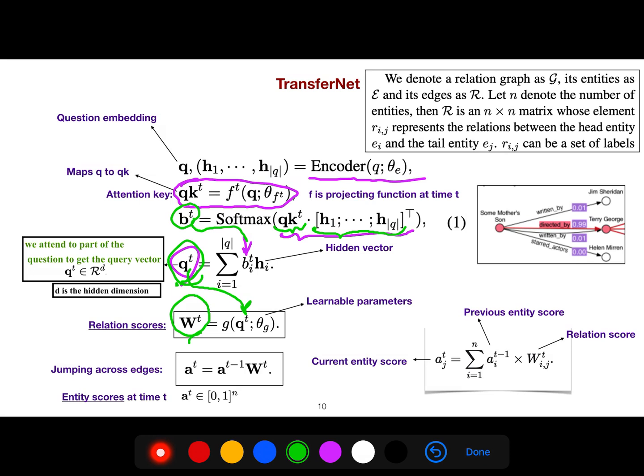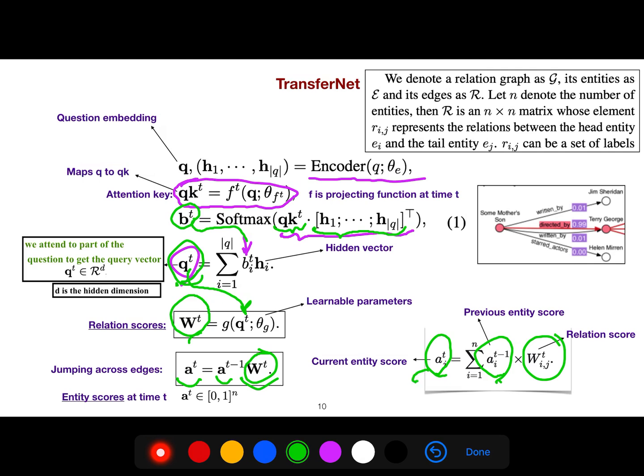Because at the end of the day, these are relation scores that matter. Because we can jump across edges. It's just a simple independent probability rule that because this is independent of this, we can multiply them. That's why at time t, we arrive at A. And so the previous entity score is A_{t-1}. The relation score is this. And now the current entity score is this.